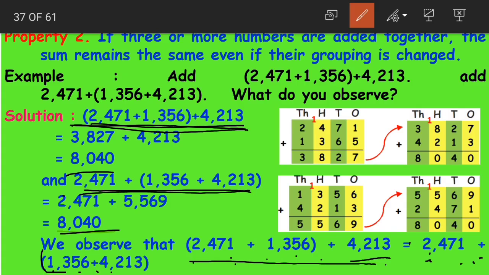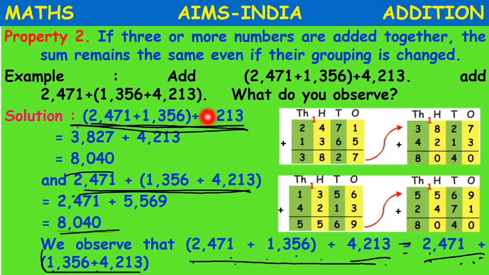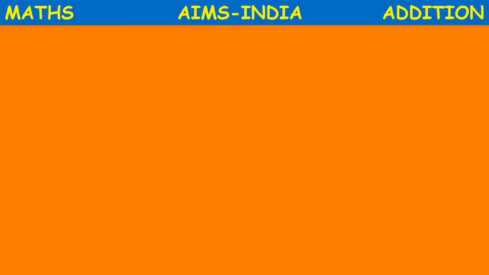So we can put equal to between both the questions. Yes, when both the answers are the same, that means both the expressions are equal. We put equal to between both the additions. This was the associative property of addition.